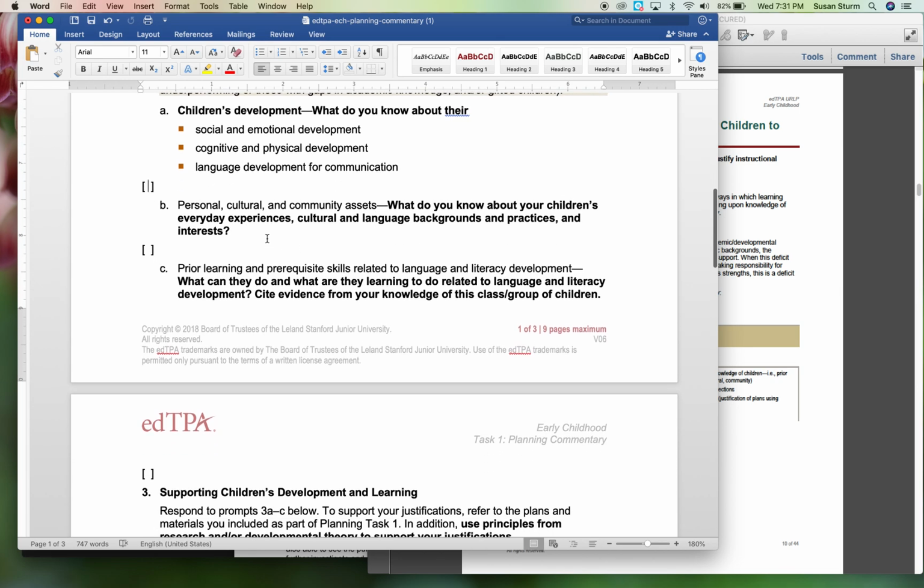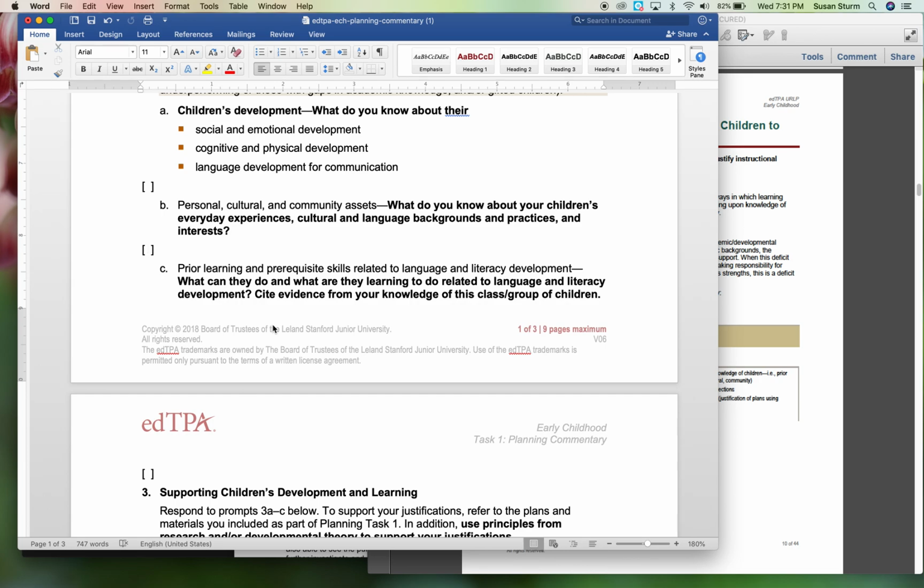Part B, personal, cultural, and community assets. What do you know about your children's everyday experiences, cultural and language backgrounds and practices, and their interests? So this is what happens when they leave your classroom, and how do you know this? So if you have anyone who speaks a language other than English at home, you would talk about them and how you communicate maybe with them and the families, anything that you've learned about their everyday experiences in their community.